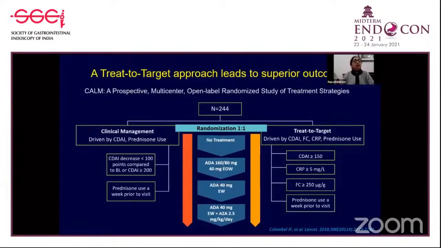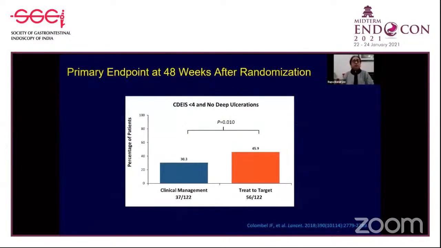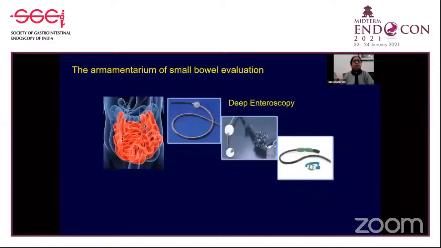This was a famous study recently completed, the CALM study, in which it was clearly shown that at 48 weeks since randomization, patients who were treated to target and in whom mucosal healing was achieved were the ones who fared much better, with no deep ulcerations and CDAI less than 4.